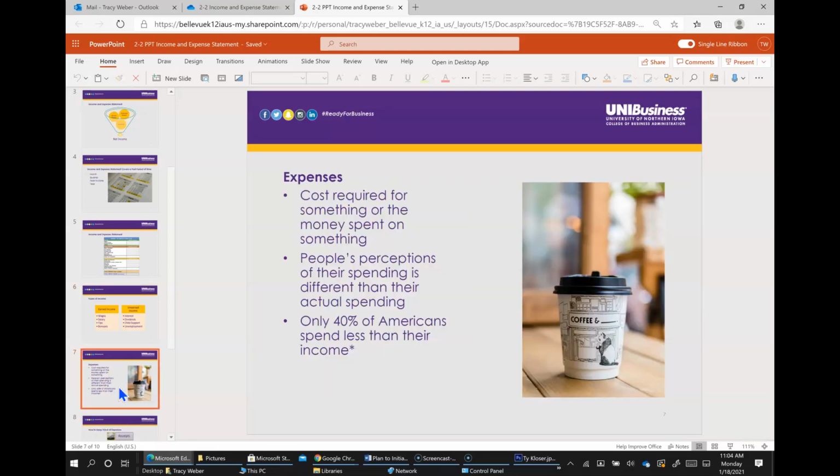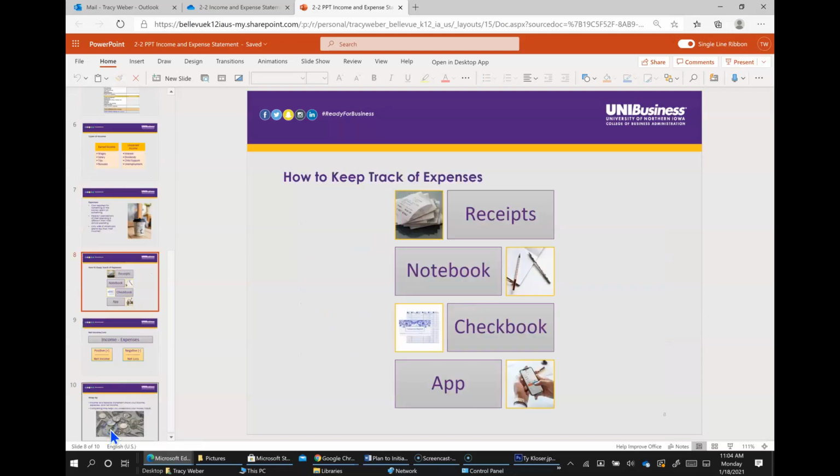The next section is expenses. Expenses are what you spent your money on. All expenses need to be listed for the income expense statement to have the most benefit, including the $2 Gatorade you may buy every day. It is important to track all of your spending. There are a number of ways to keep track of expenses.